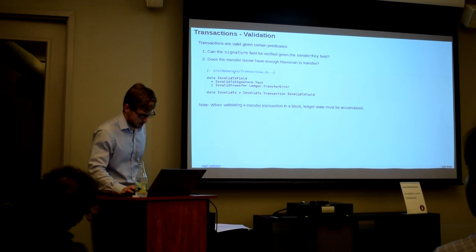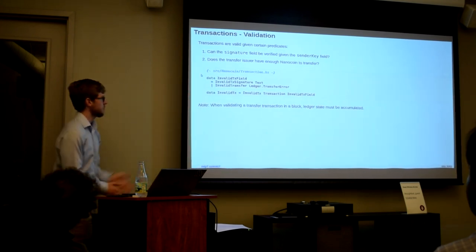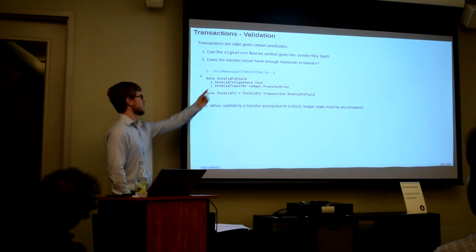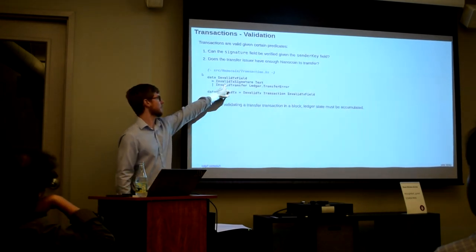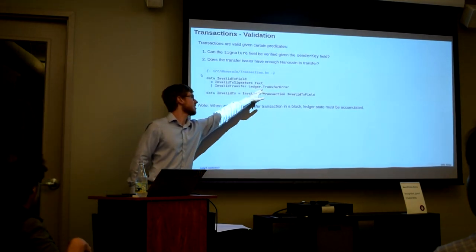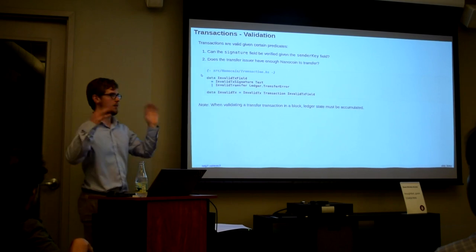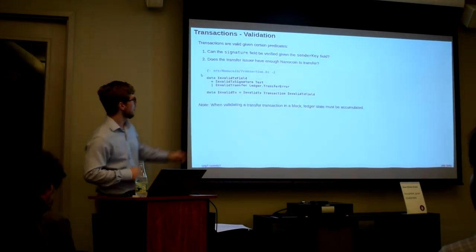This is a really good way in Haskell to encode error types. You just have a sum type, so there can be an invalid transaction field, and it can either be an invalid signature or an invalid transfer. And this transfer error type comes from the ledger, because the ledger data type validates whether a transfer is correct or not.